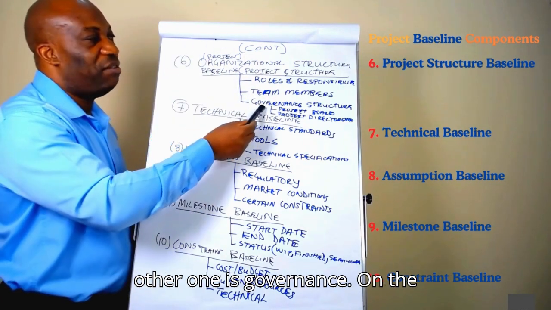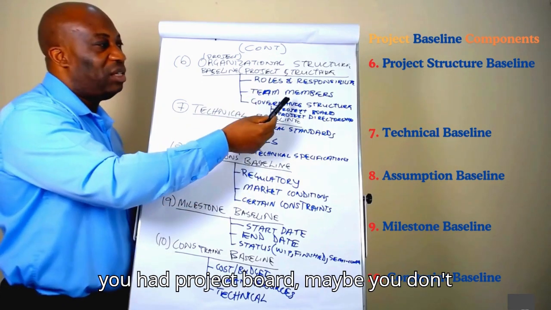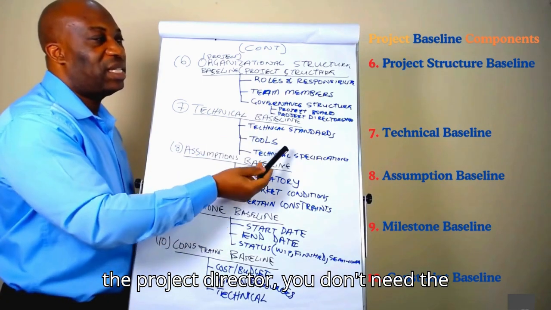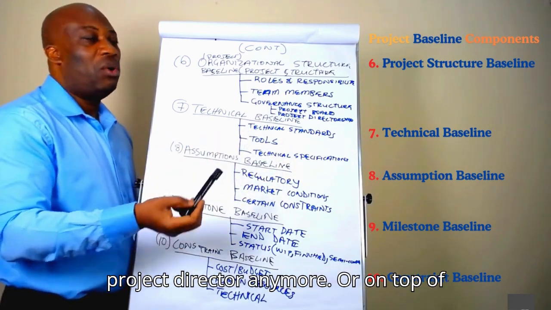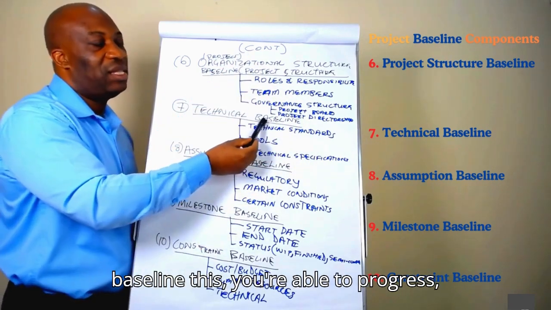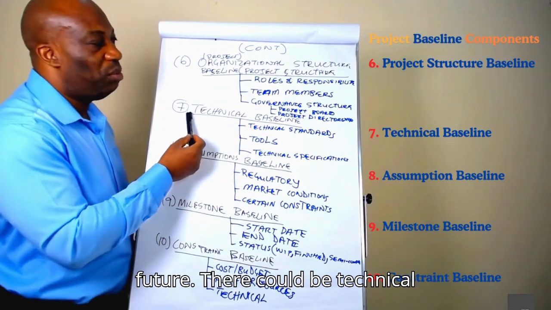Then the other one is governance. On the governance side, you want to see how the project is going to be run. It could be you had a project board, maybe you don't need a project board anymore, or you had a project director, you don't need the project director anymore, or on top of the project director, you now have a program manager. So once you're able to baseline this, you're able to progress, and you're able to make reference in future.